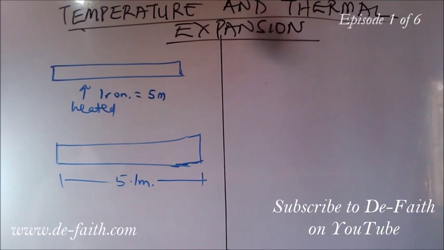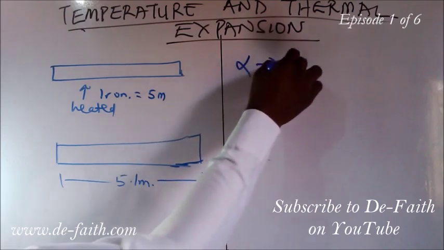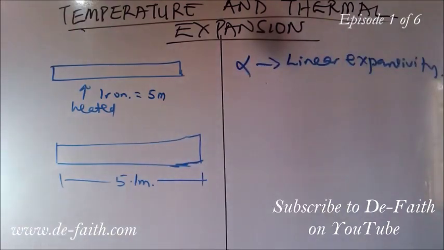When we consider the increase in length of a body, we shall be talking about linear expansivity. So when we talk about linear expansivity, we are talking about the increase in length per unit length for each degree rise in temperature of a body.